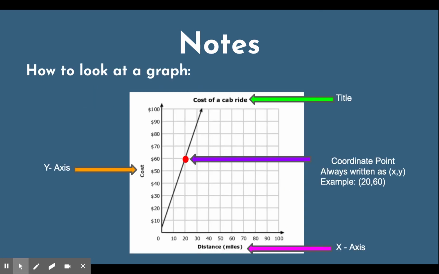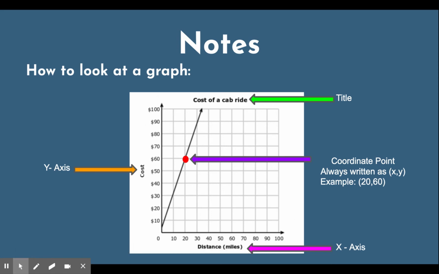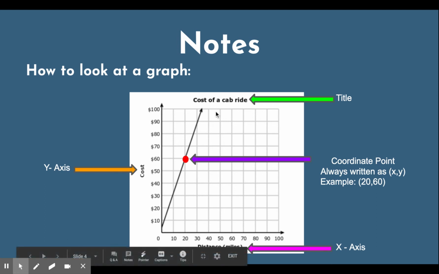Now, when I look at my graph, I want to make sure I know what everything means. So this line that goes vertically is considered our y-axis. This is usually called our dependent variable. This is our x-axis, which is our independent variable. So the x-axis is always going to be horizontal, and our y-axis is going to always be vertical. Sometimes on graphs, you may see a little y at the top above this arrow and a little x over here as well. That's just confirming that that's your y and that's your x. They never switch.